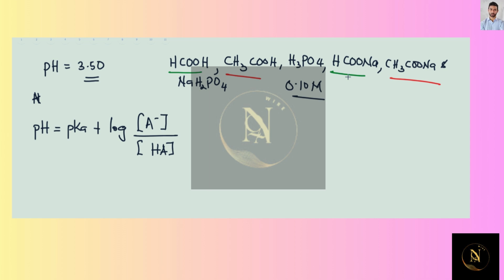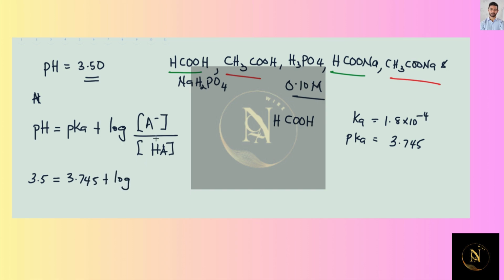So I'm trying to make a pH of 3.5, right? So say pH is 3.5, and the pKa of the methanoic acid, of course, the Ka of HCOOH is 1.8 times 10 raised to the power minus 4. So the pKa of that would be 3.745. So the pH will be 3.745 plus log of the concentration.